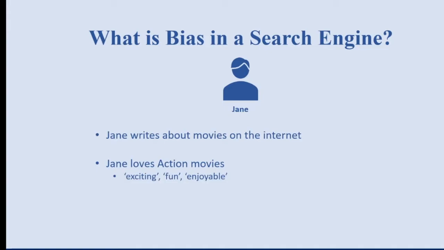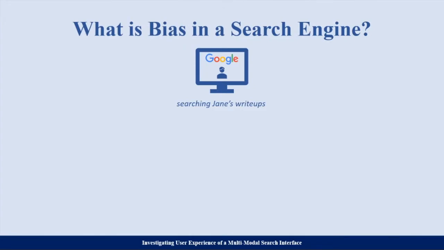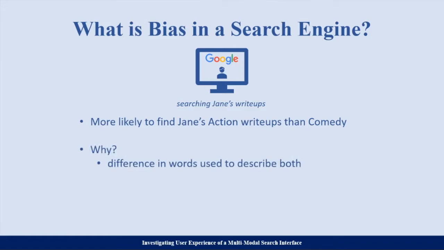Jane also happens to hate comedies. When Jane has to write about a comedy, she usually describes it as boring or annoying. If someone was to search through Jane's movie write-ups online, it would be more likely that they see Jane's action write-ups rather than Jane's comedy write-ups, due to how Jane describes action films more positively than comedies. In other words, Jane has allowed her bias of liking action films over comedy films to affect how likely it is for comedy film write-ups to be found in the search engine.